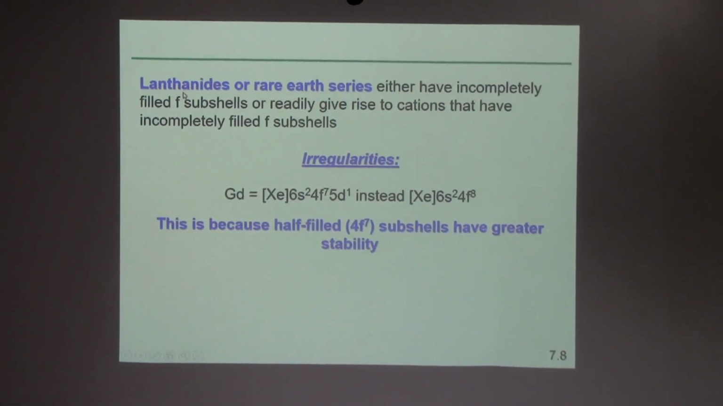The same thing applies for the lanthanides, or the rare earth series, and the actinides. They either have incompletely filled f subshells or readily give rise to cations that have incompletely filled f subshells. If you were to take gadolinium, you would write xenon and then 6s2 4f8. But the maximum number of electrons that an f subshell can take is 14, so half filled means removing one electron. You put xenon 6s2, which doesn't change, and then 4f7, so you remove one electron and put it in the 5d orbital.